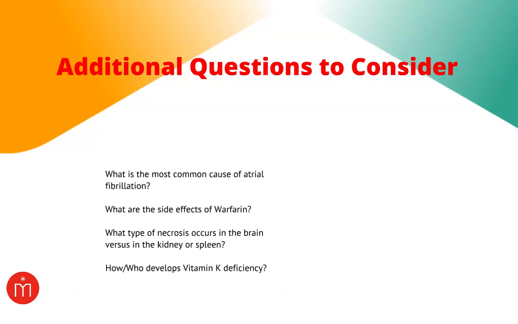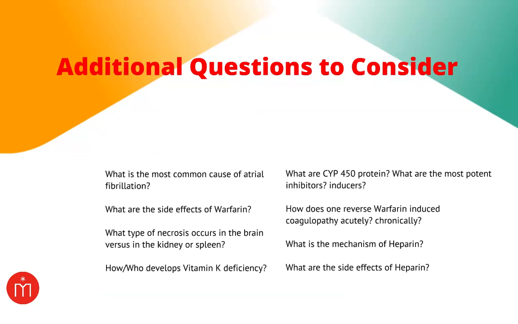Think about their ages. On the other hand, some of the things were beyond the scope of today's discussion but are still important to know. What about the CYP450 proteins? What are the most potent inhibitors and inducers of those proteins? How about reversing warfarin-induced coagulopathy in the acute setting and in the chronic setting? This is particularly important for USMLE Step 2 and Step 3.